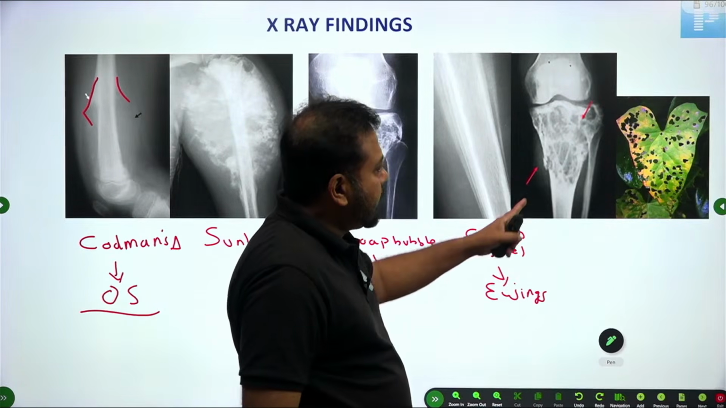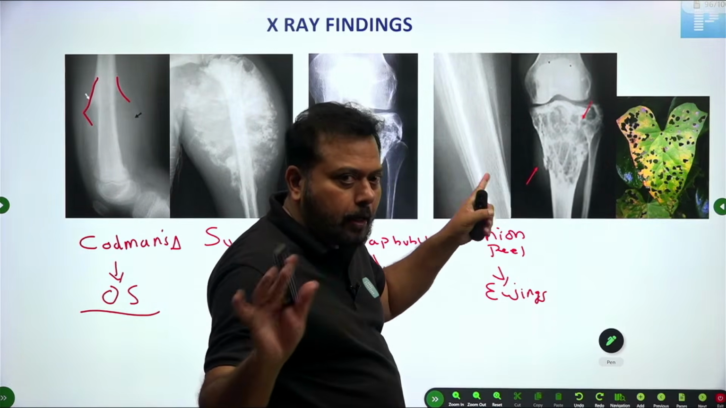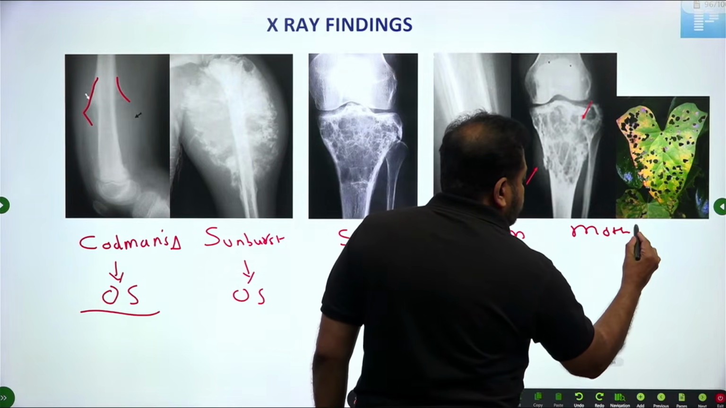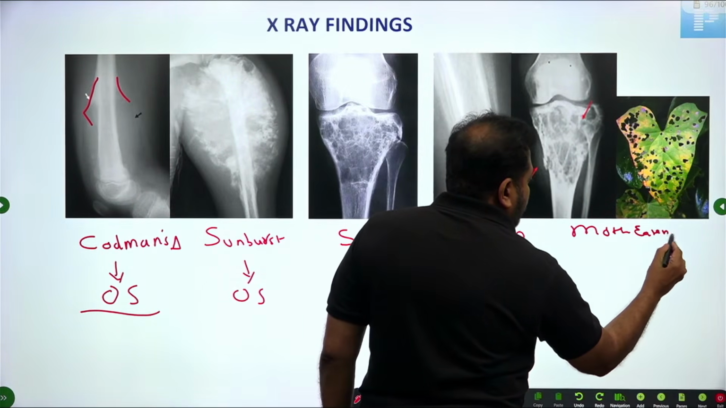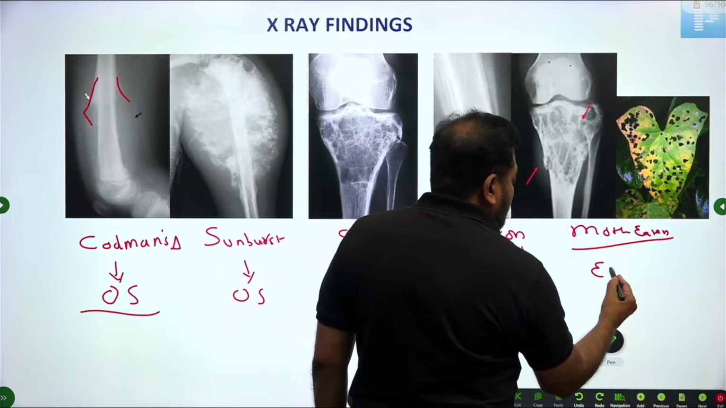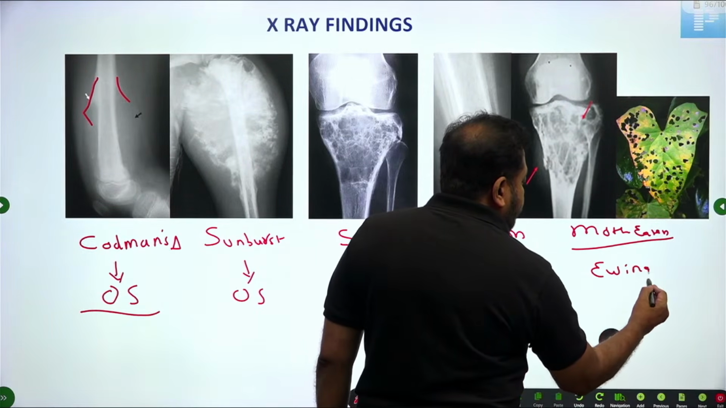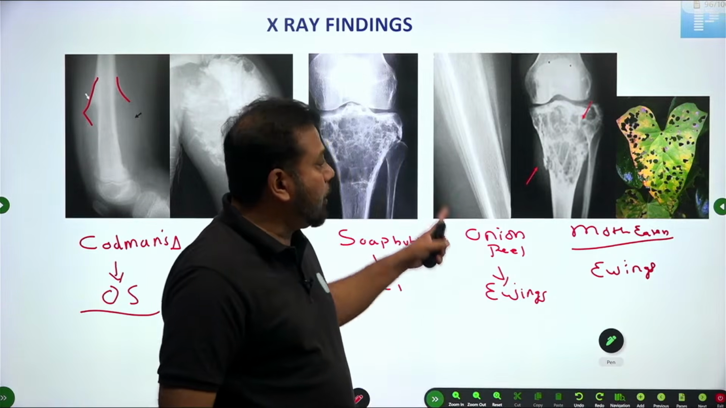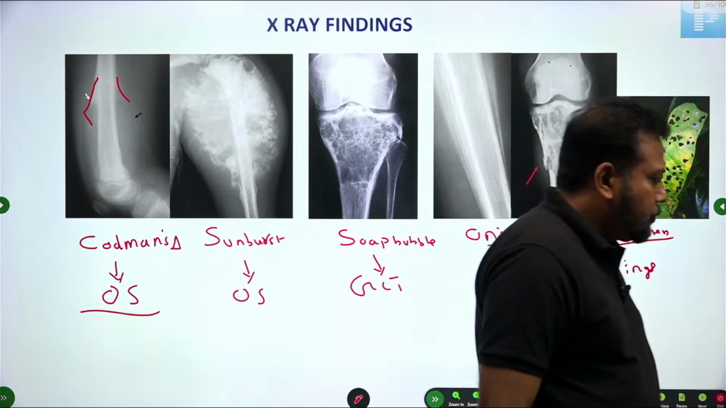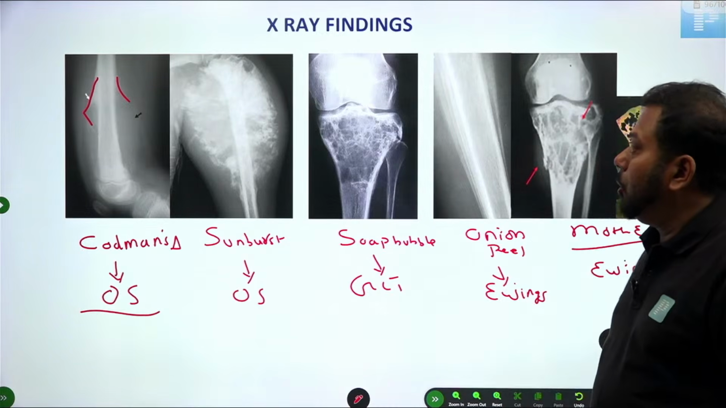This is a rare thing, so far unasked. This is called moth-eaten appearance. So far unasked in any of our Indian entrance exams. This is again Ewing sarcoma. In Ewing sarcoma, repeatedly they are asking only this onion peel. This is a reserve question. So the radiological appearances are over.